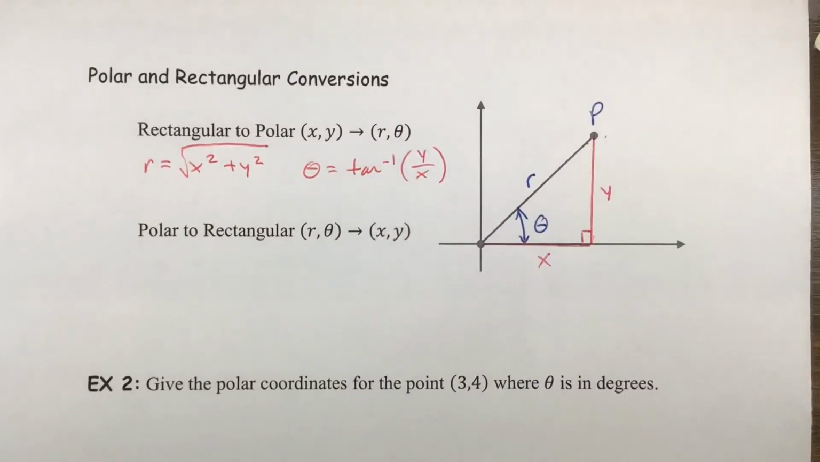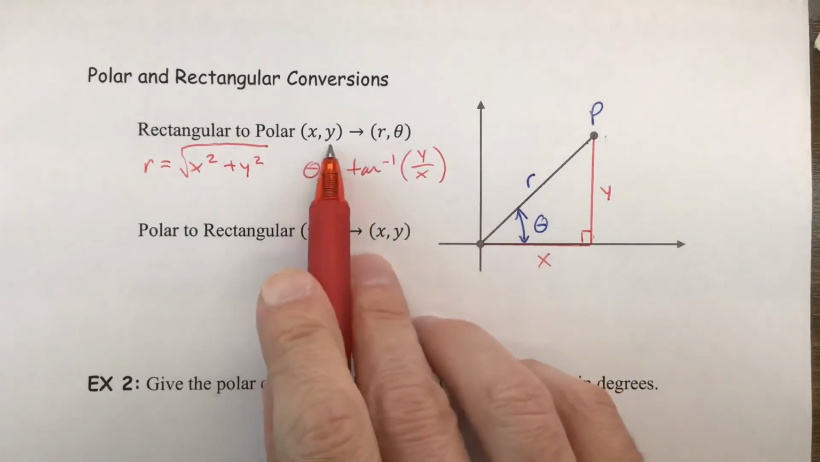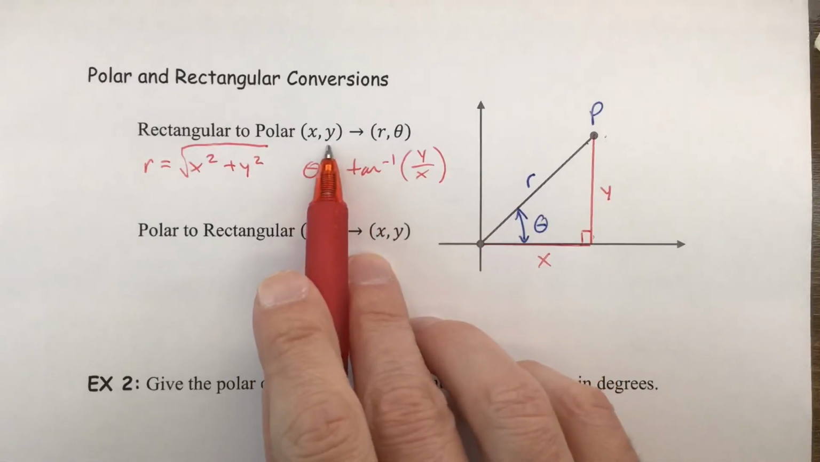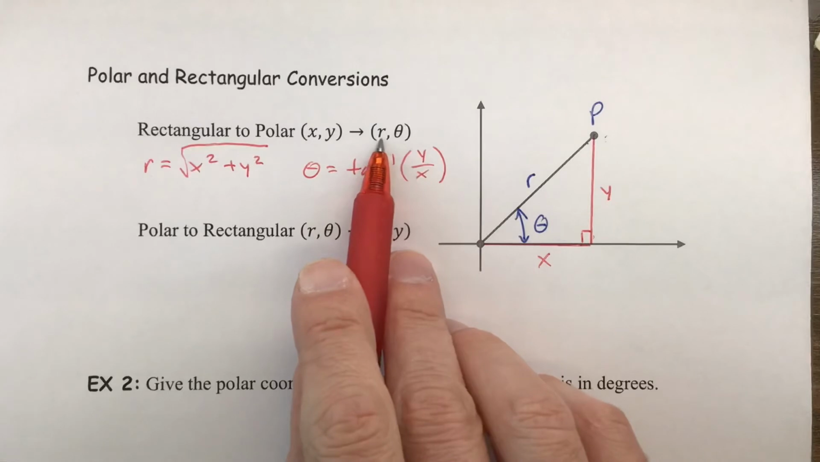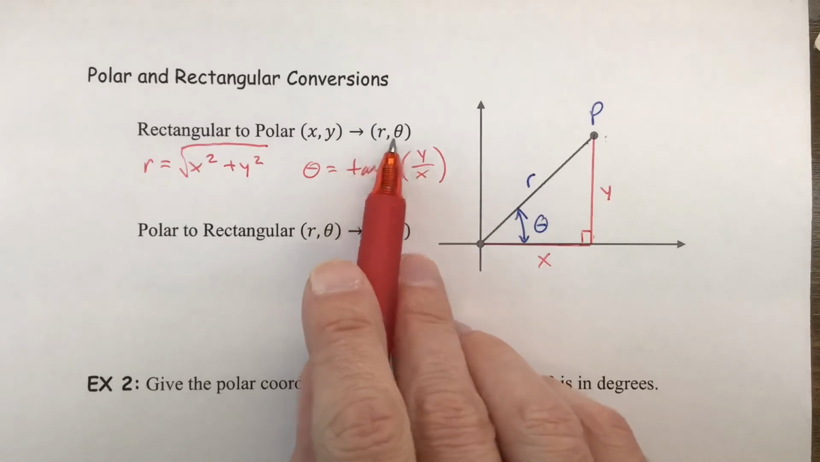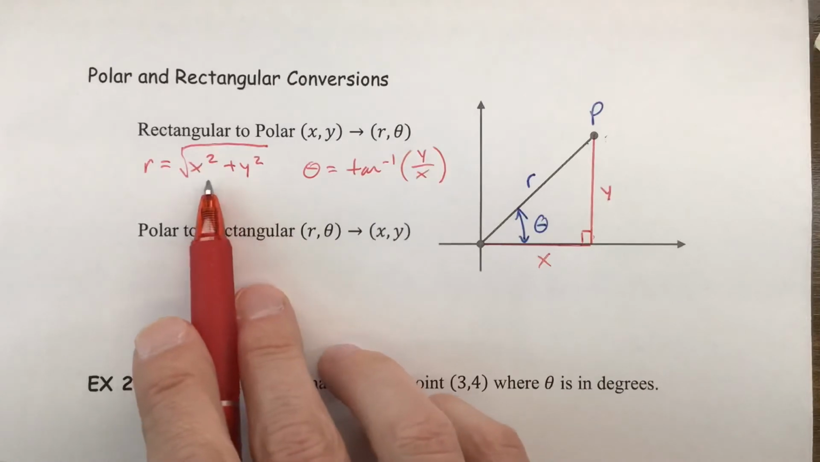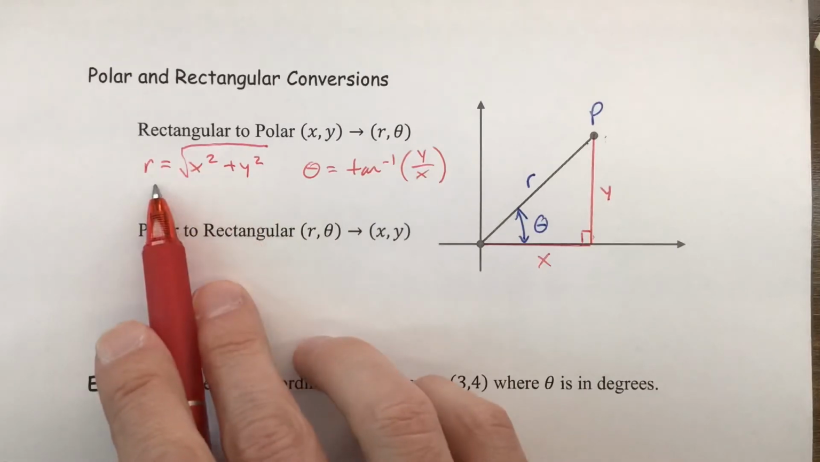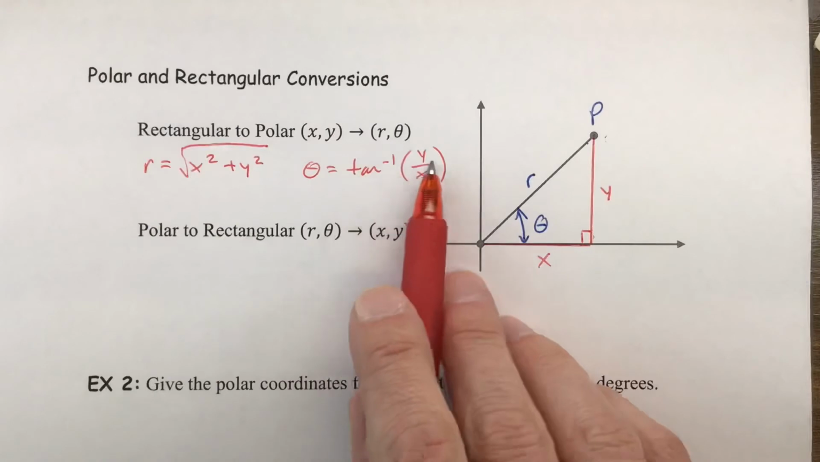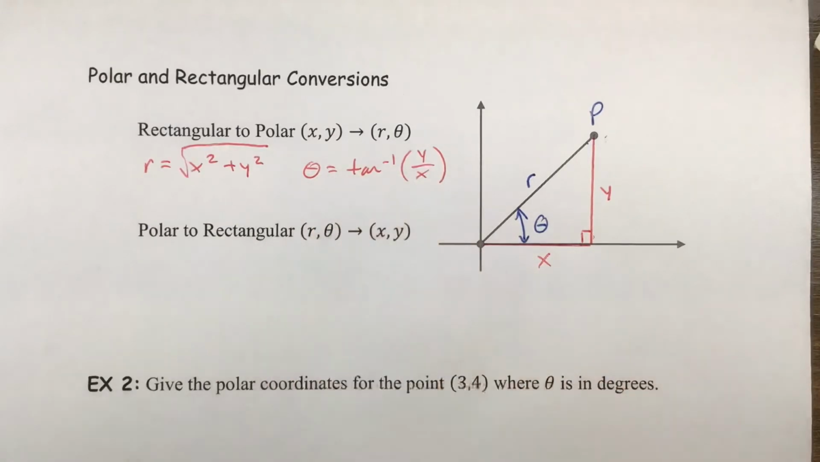All right, so I'm going to go over that one more time. If we have an x and a y, and that's all we've got to work with, to figure out the r value, which we can also call the radius, or the theta, these are your calculations. You do the Pythagorean theorem with the x and the y to get the r value. You can do an arctangent with the x and the y to get the theta.